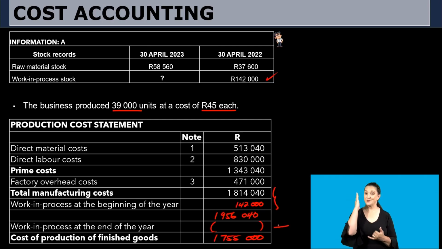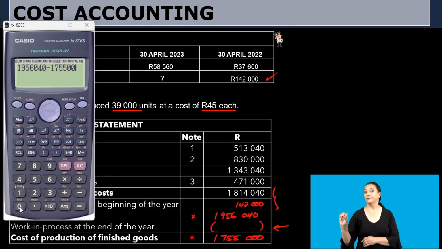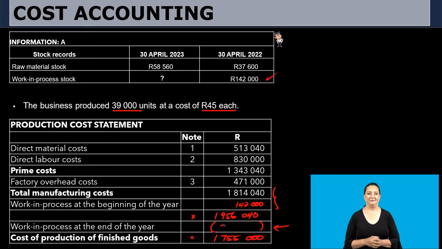So I can now calculate my work in process at the end of the year by getting the difference between this amount, 1,956,040, and the 1,755,000. Let's do that. So I'll now say 1,956,040 minus 1,755,000. It will give me 201,040. So I'll come here, that is 201,040. There is my production cost statement completed.